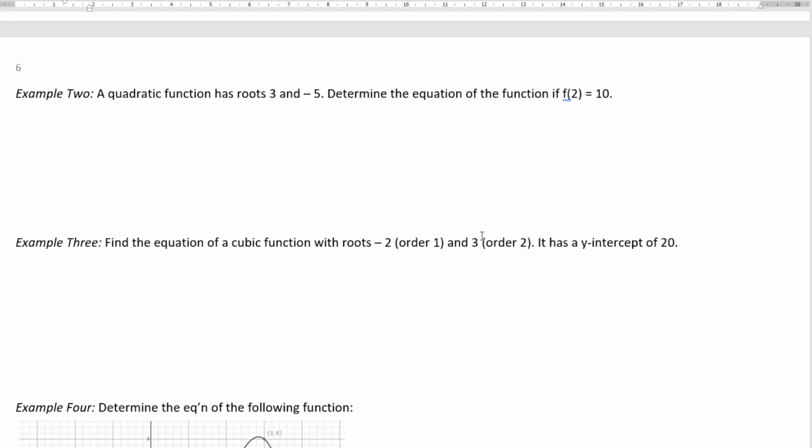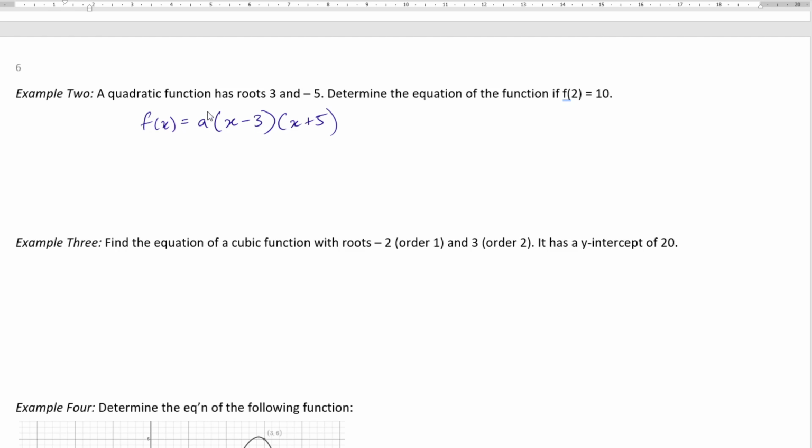Okay, example 2. A quadratic has roots 3 and -5. Determine the equation of the function if f(2) is equal to 10. So if a quadratic has roots 3 and -5, I can use a factored form for this. f(x) is equal to some stretch factor or leading coefficient a, times (x minus 3)(x plus 5), right? Because 3 and -5 will cause this equation to be equal to 0.